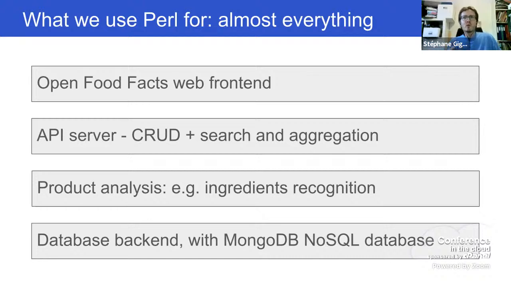And for the backend, we use MongoDB, which is a NoSQL database. And I like it a lot because I can take all my Perl hashes of arrays and just put that as JSON into the MongoDB database and then retrieve it back later. So that's really nice.